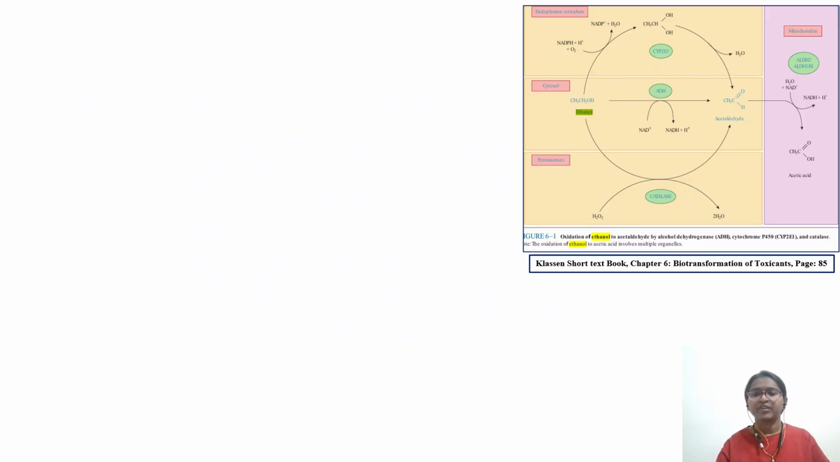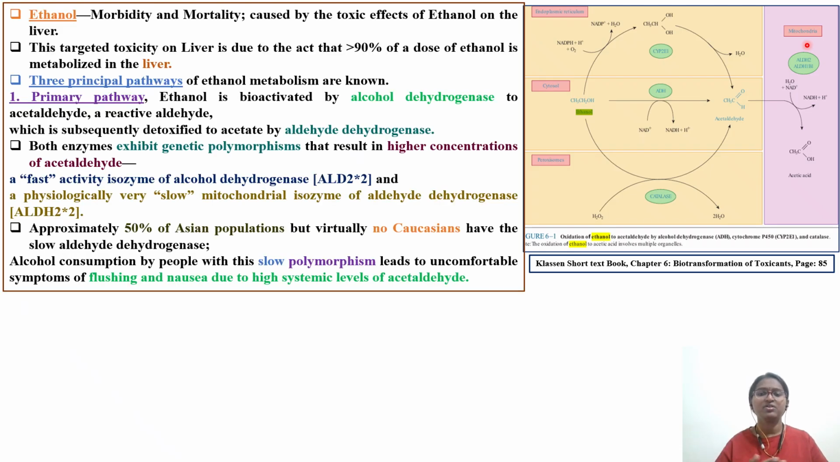Now we'll see ethanol as mentioned under chapter 6, that is biotransformation of toxicants, and the metabolism of ethanol. We are discussing the Klaassen textbook only. Basically, for ethanol the target organ toxicity includes CNS and cardiac toxicity, as we will see throughout the chapters. But in this particular slide, the major target organ toxicity for ethanol is the liver, because a huge amount of ethanol metabolism takes place in the liver.